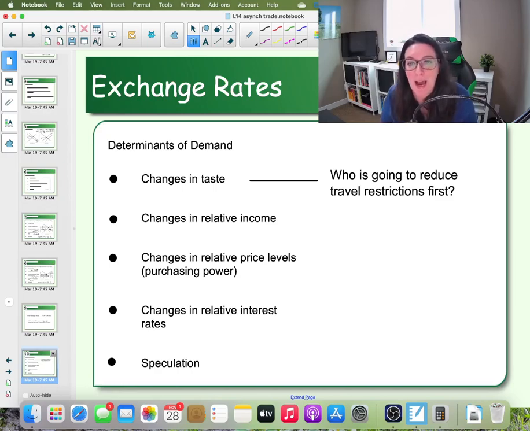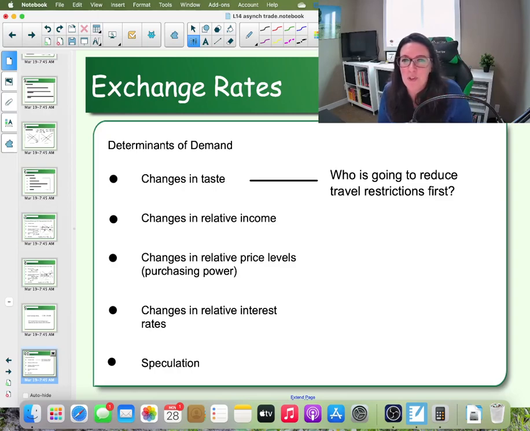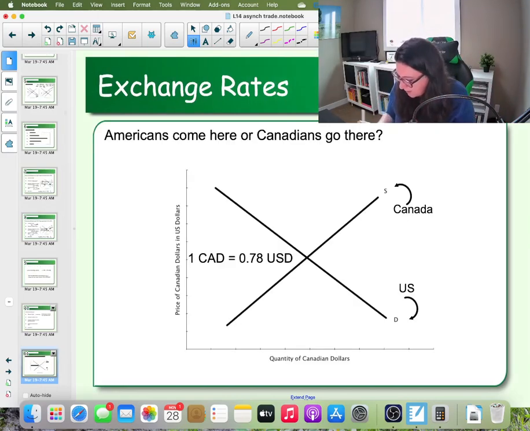Well, this really takes us back to that list of determinants. So changes in taste. Who is going to reduce their travel restrictions first? If the US reduces travel restrictions first, then Canadians can go to the US. To do that, they're going to have to put their Canadian dollars out in the world because they're going to demand more US dollars. If the US is able to travel to Canada first, Americans will demand more Canadian dollars so they can visit us and buy our stuff. So which one do you think is going to happen first?